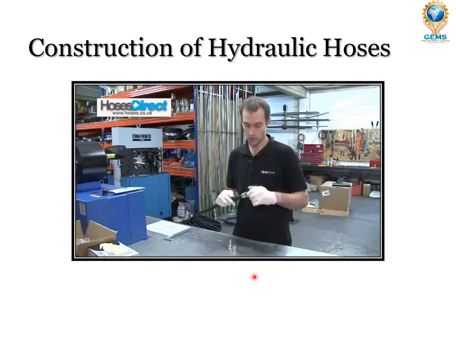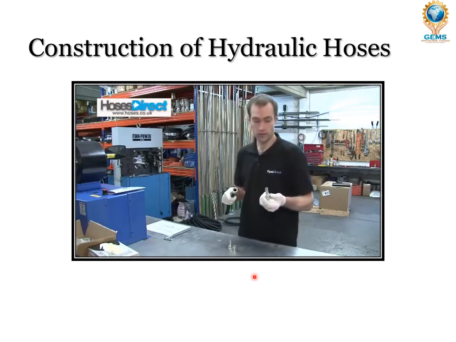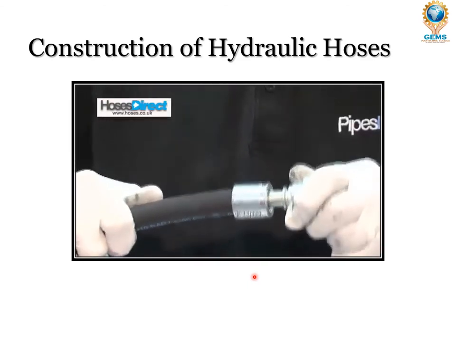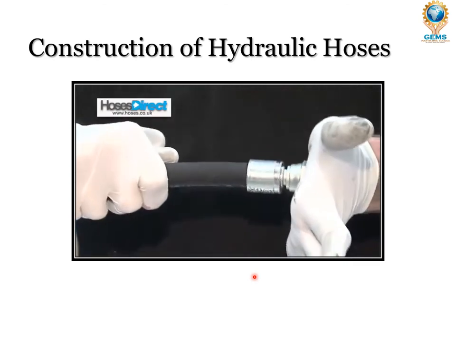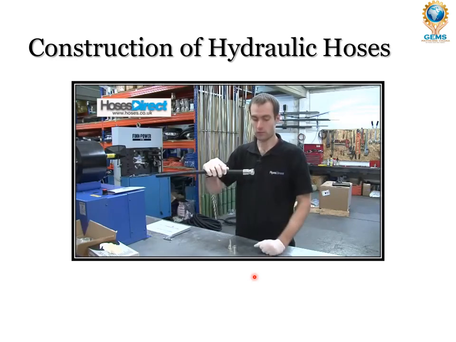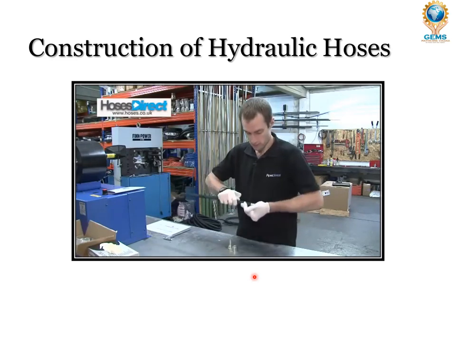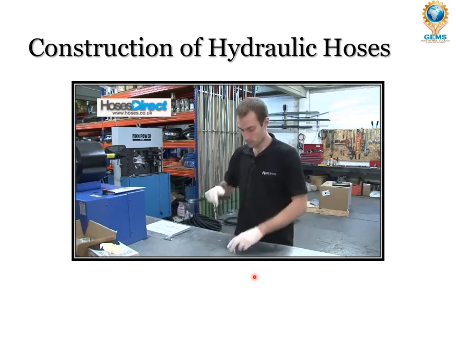Now, this is quite tight in this hose, so you can put a little bit of oil on the end of the hose just to make it a bit easier. You then push that all the way into the hose, making sure that it's right up to the front of the ferrule, so it's got the locking ring there. Right, so that's my fitting in the hose, and then I'll put the other end in.